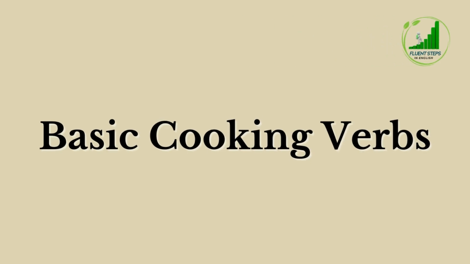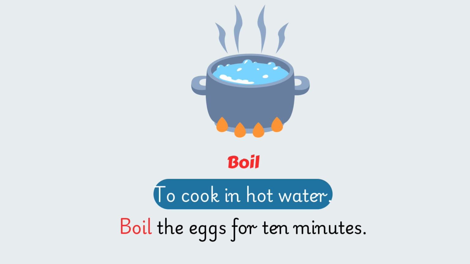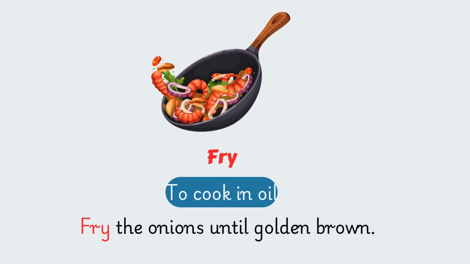Basic cooking verbs. Boil, meaning to cook in hot water. For example, boil the eggs for 10 minutes. Fry, meaning to cook in oil. For example, fry the onions until golden brown.